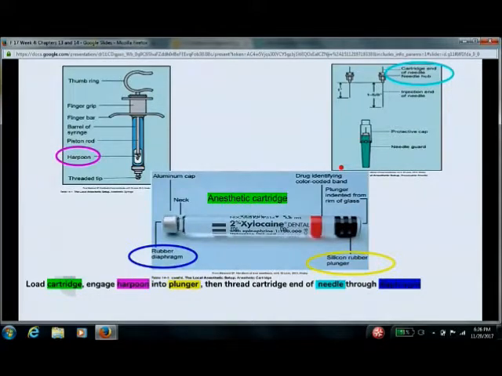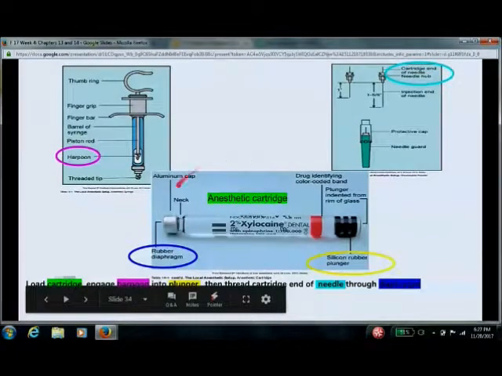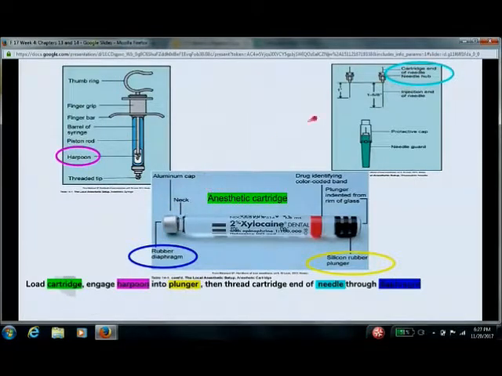So this is a schematic, a diagram of how to put this thing together. Everything is color-coded. You are going to load the cartridge, engage the harpoon into the plunger, and then thread the end of the needle through the diaphragm. If you follow the colors, you're going to have to study this slide for sure. You can get a sense of how this goes together. Next week I'll also have one with me, and I'll show you how to put it together on camera.